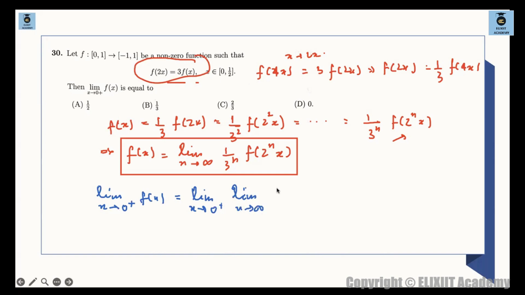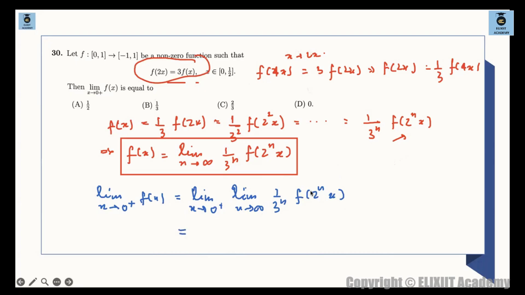So a double limit is there actually. F of 2 to the power of n times of x. This is what we are having. Now, how do you solve this thing? This is the main concern. This is your function. Function is very simple. Okay, the limit is also very simple.